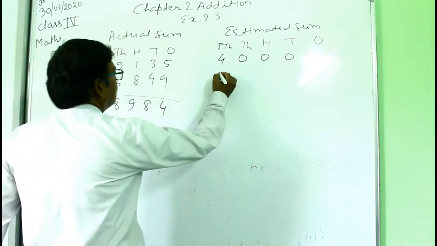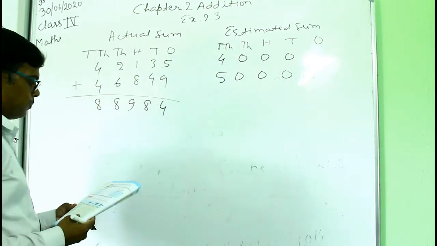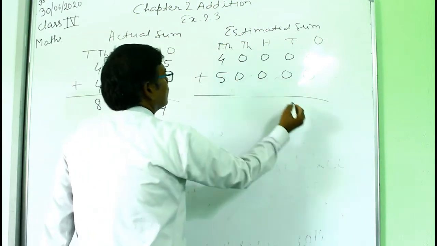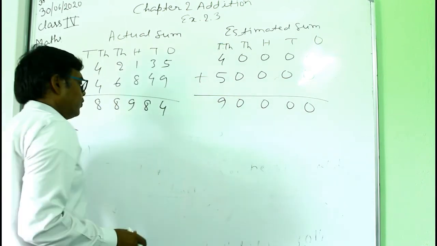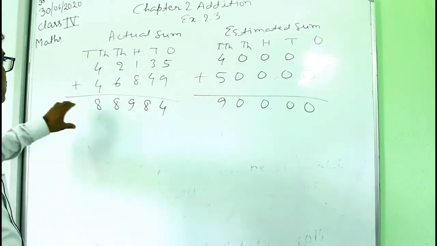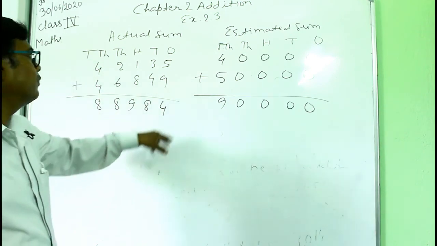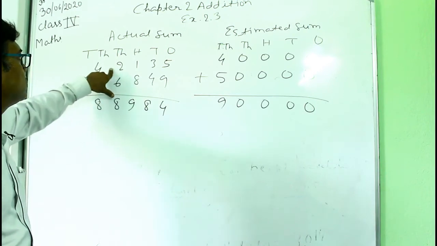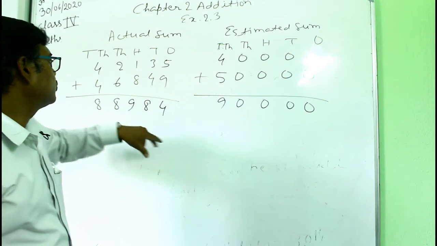Now add this number. So 0, 0, 0, 0 and 9, okay. Now see that this is the actual sum. Actual sum means the real sum, and here we have just estimated, okay, because this number is close to 40,000 and this number is close to 50,000. So now see the answer here.